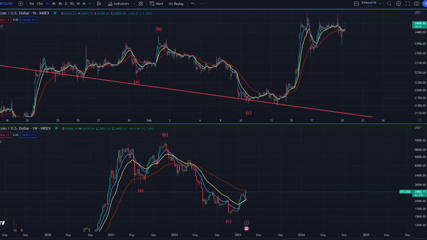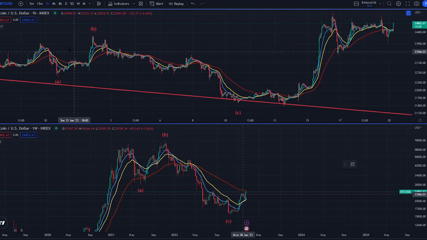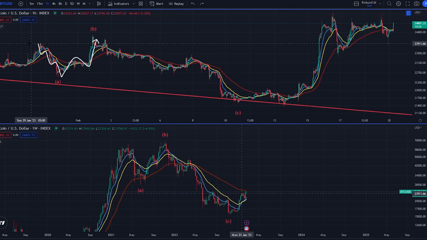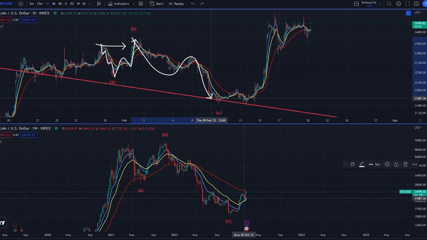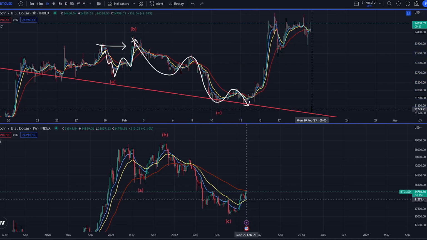So just there, like I said to you, this is an irregular ABC correction because we've got 1, 2, 3, 4, 5, ABC, 3 wave structure back up, which took out the high, and then we were looking for 5 waves down, wasn't we? We've got clear 1, 2, 3, 4, 5. Look at that, like an absolute boss.